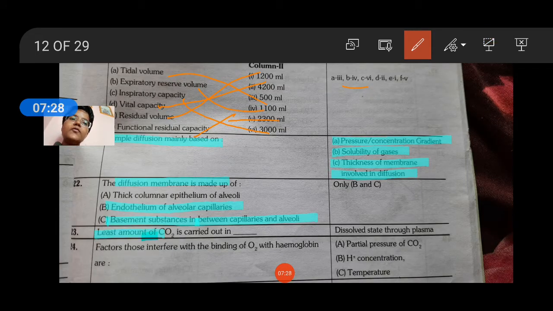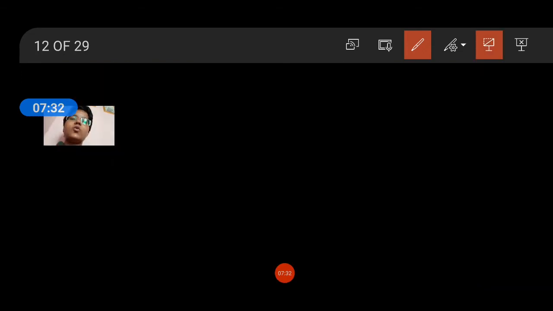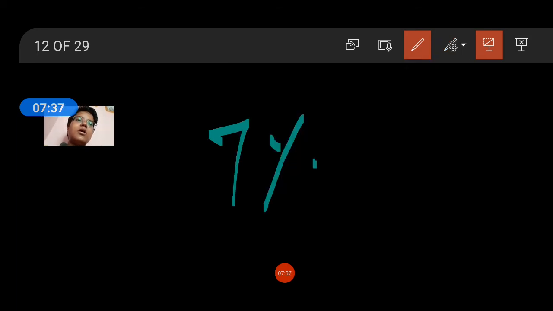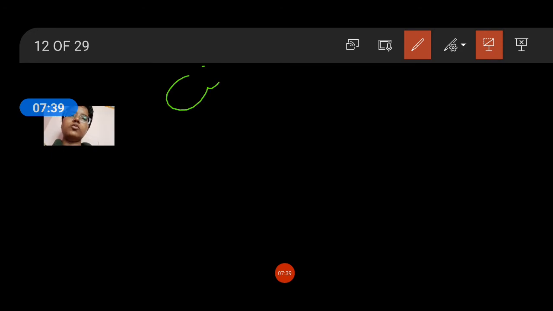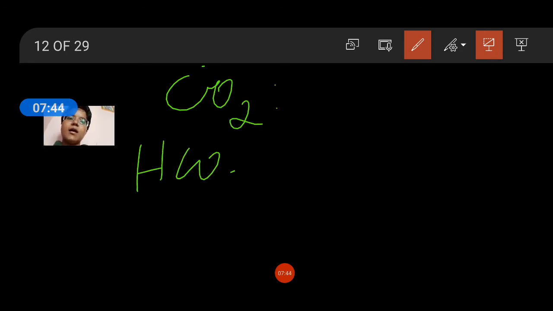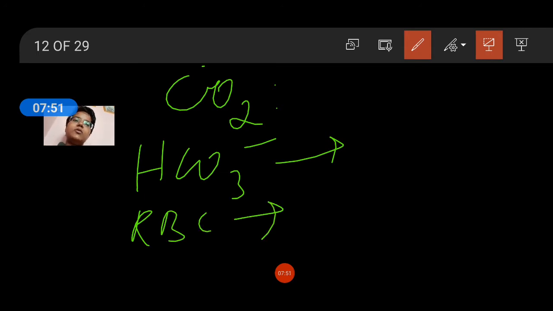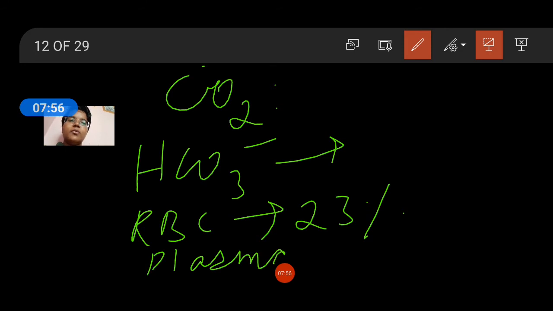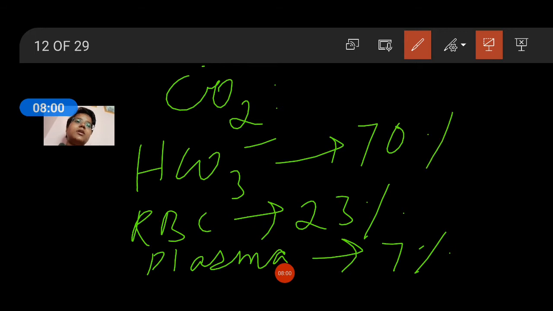The least amount of CO2 is carried in the dissolved state through plasma, as it's only 7%. You can learn how much CO2 is carried. Firstly, it's mostly in the bicarbonate form, and then with RBC it is 23%, and in plasma it's only 7%. So it's 70% as bicarbonate.